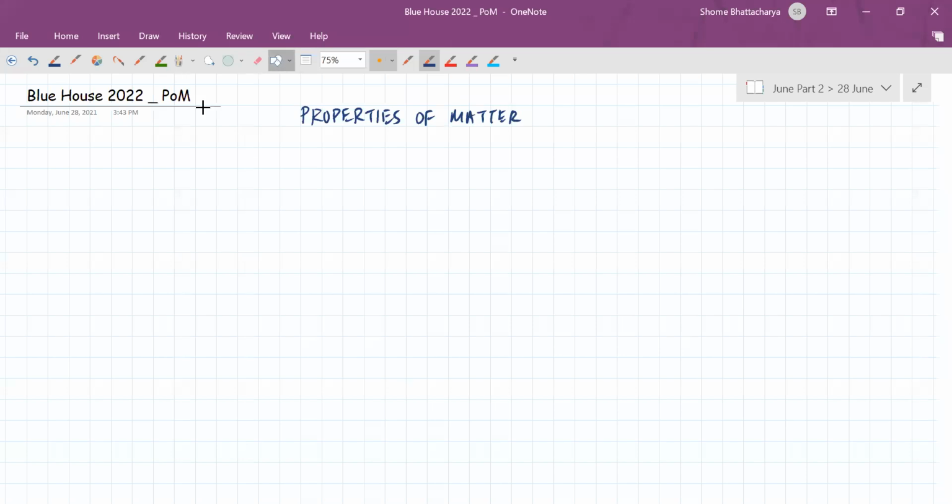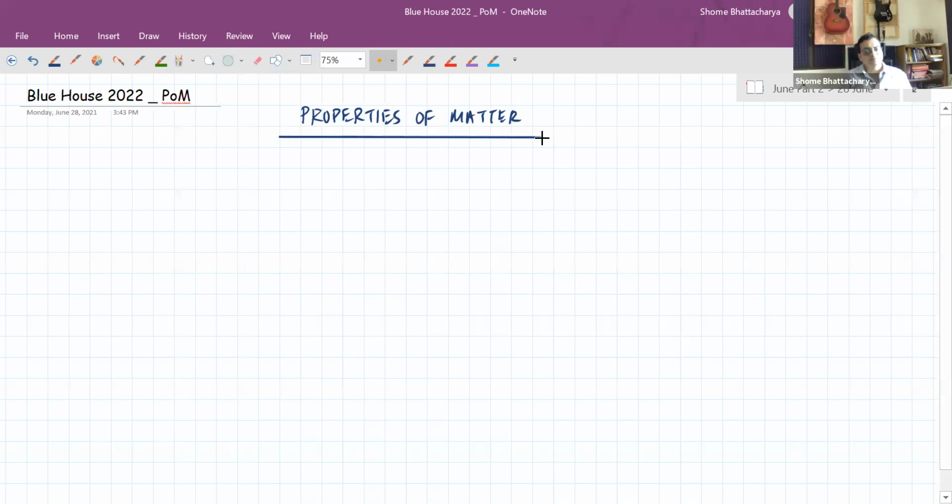Right, so we come to the last part of surface tension and viscosity. Let's start with the property of surface tension.